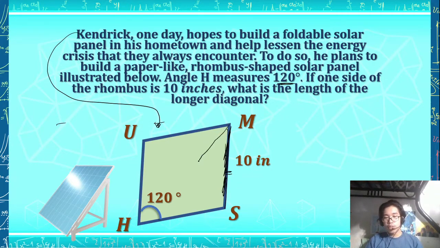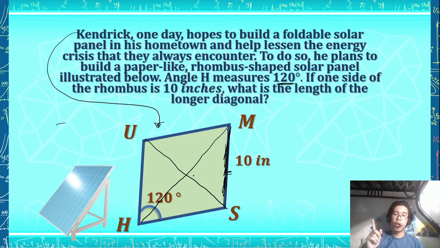In a rhombus, we have different lengths for our diagonals. So how are we going to solve this problem? Okay, so this is the solution. Since this is a rhombus, we know that the central angles should all be equal to 90. That's one of the properties of a rhombus. The central angle should always be equal to 90.